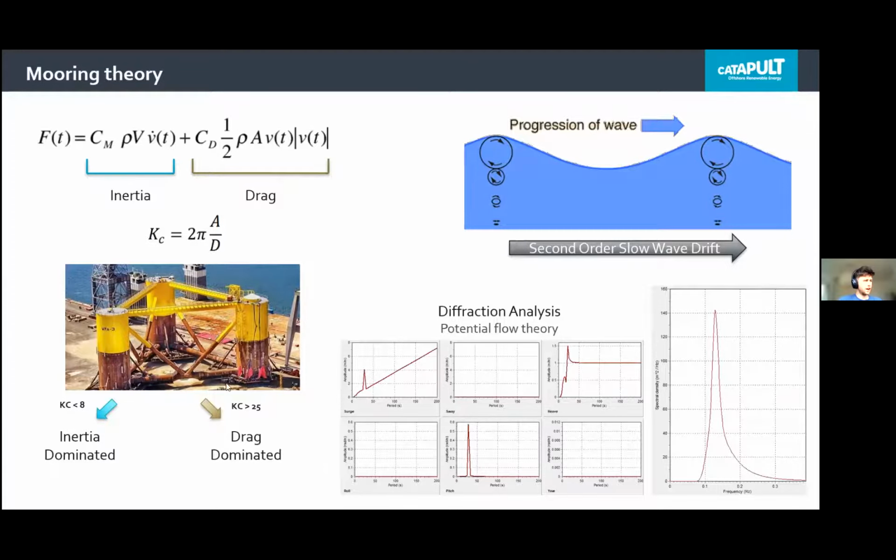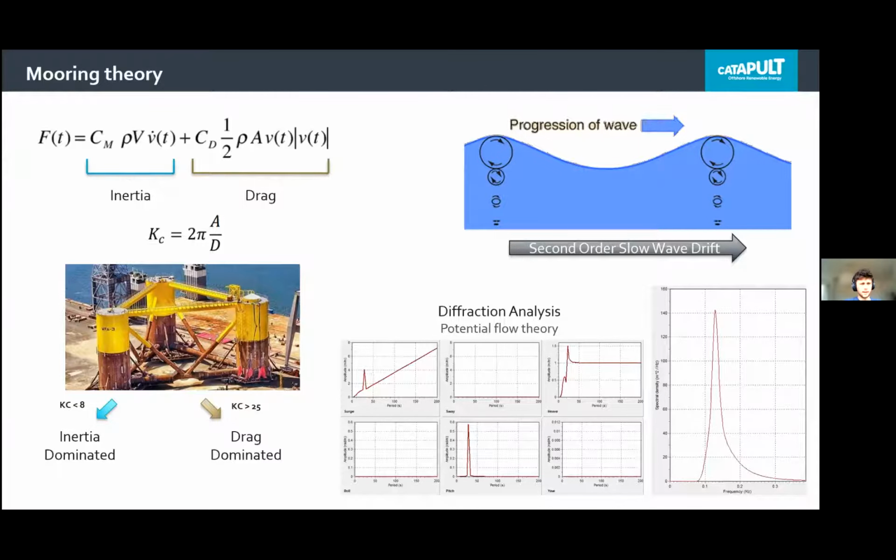So if we look at a large piece of the structure, for example, one of the uprights of a semi-sub or a hull bolt, you calculate the Keulegan-Carpenter number, you get a low number, which means it's going to be inertia dominated. So when we have that, the easiest way of calculating what the force is going to be is through something called diffraction analysis, where we're solving potential flow theory.